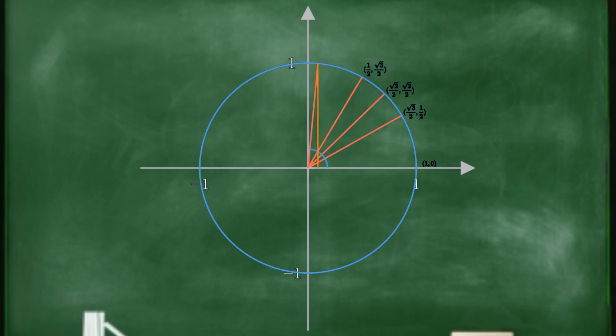At 90°, we have 0, 1. Now, how about when the angle of rotation is 120° counterclockwise?